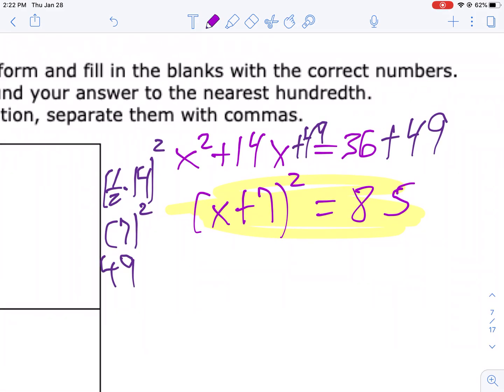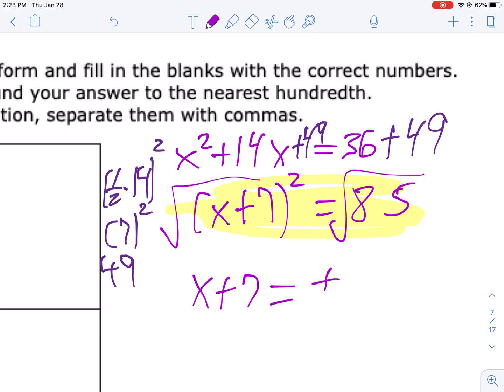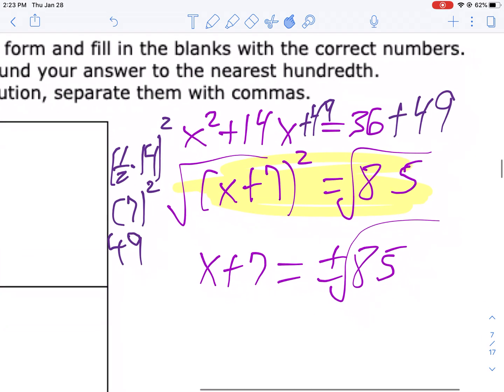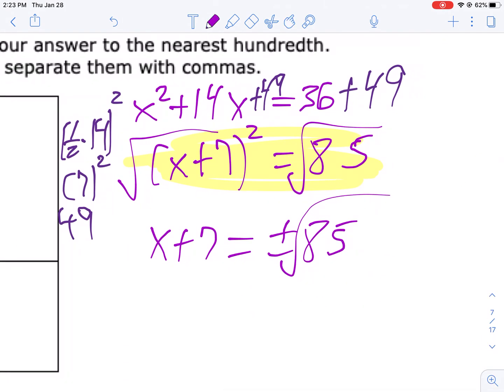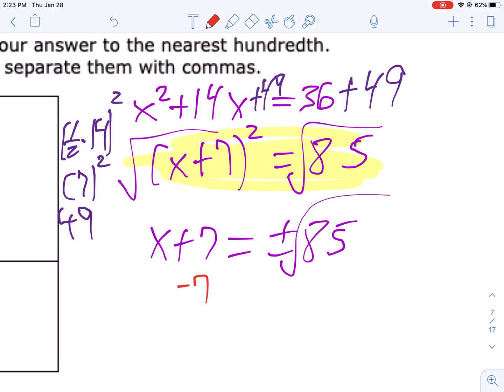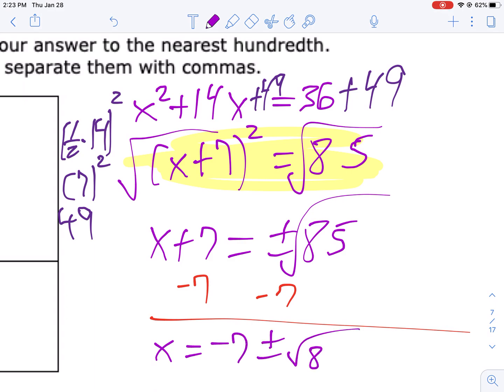Now what we're going to do is take the square root of both sides. So then we get x plus 7 on the left, because the square and square root are inverse operations. We get plus or minus the square root of 85, because we get a positive or a negative. Now we're supposed to use our calculator here. To get x by itself, we subtract 7 from both sides. And the exact answer is x equals negative 7 plus or minus the square root of 85.